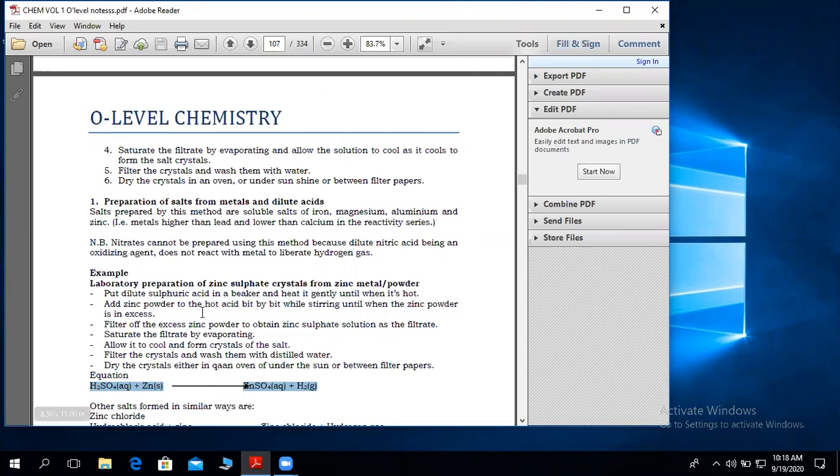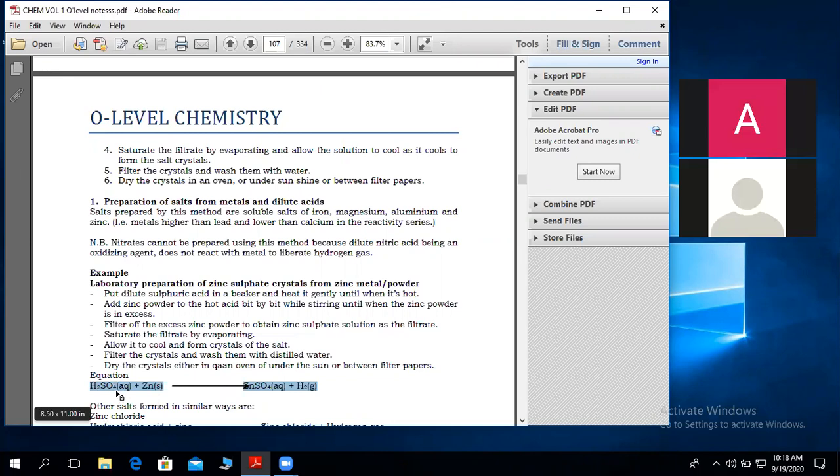And if you are very smart, like you people, when you are preparing a salt, it does no harm to begin with the equation, such that you know what you are using. So the other question I had given you, I wanted you to prepare zinc chloride. You should have used hydrochloric acid, such that you form zinc chloride and hydrogen gas.